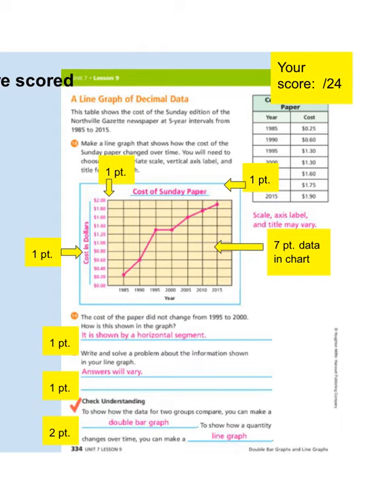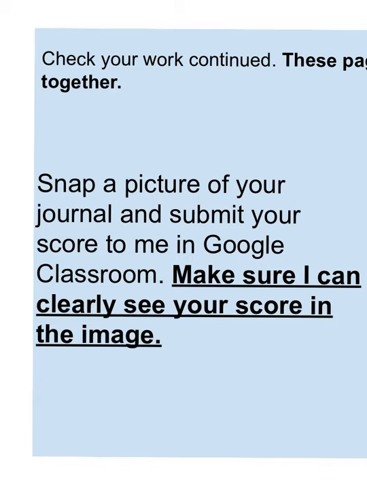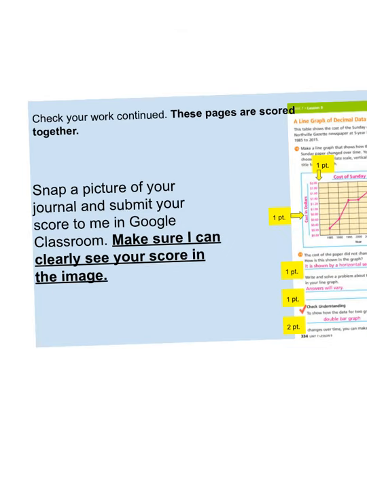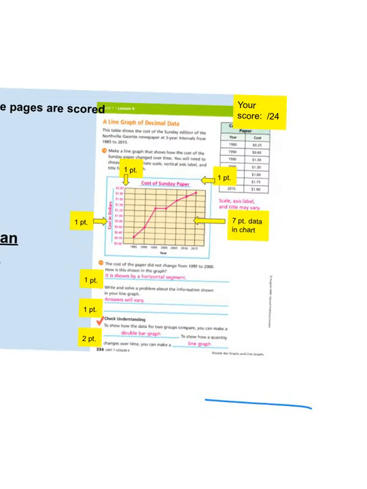The next thing that I want you to do is snap a picture of your journal and submit your score to me in Google Classroom. Please make sure that I can see your score clearly in the image. I'm having a real hard time if you're putting it on a slide or a document because I can't get it big enough. If you can't see it in the picture, I can't see it either. So please try to do a better job, some of you. Picture of your work, 331 and 332, so that I can see your scores.